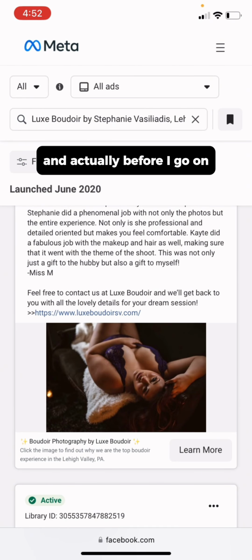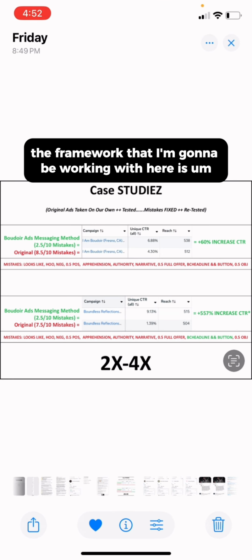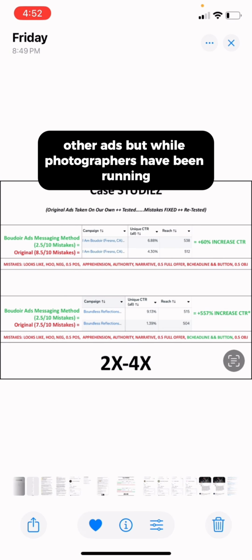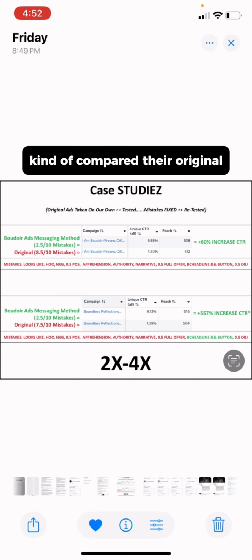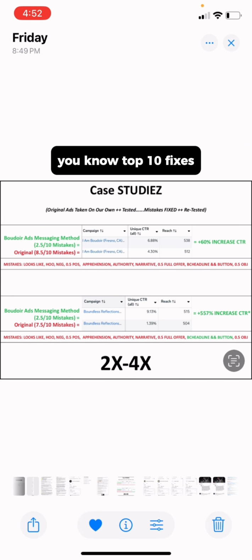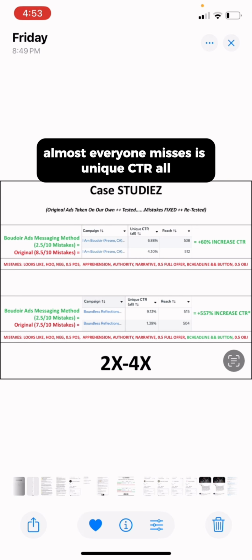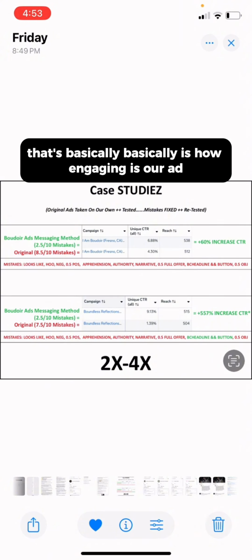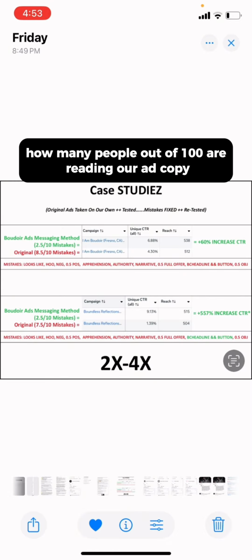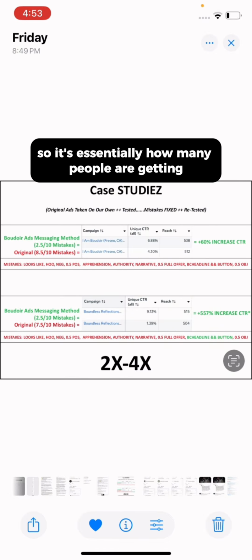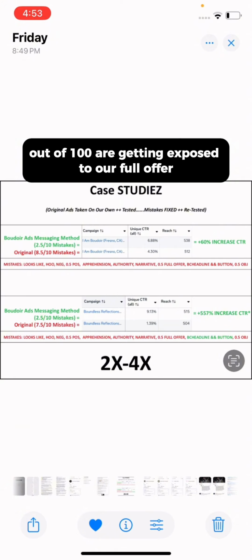And actually, before I go on, the framework that I'm going to be working with here is these 10 mistakes. I've taken them and fixed other ads boudoir photographers have been running, compared their original, tested that, compared with my top 10 fixes. And that secret metric that almost everyone misses is unique CTR all. That's basically how engaging is our ad, how many people out of 100 are reading our ad copy, which is where our full offer should be. So it's essentially how many people out of 100 are getting exposed to our full offer.